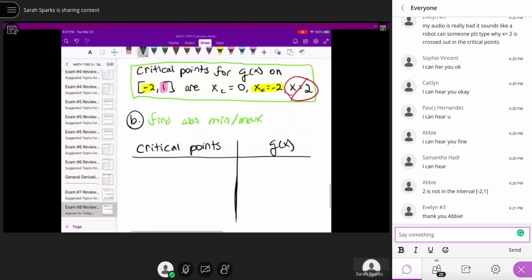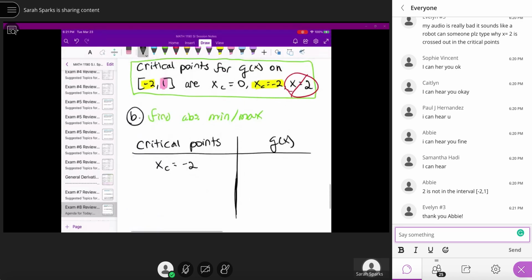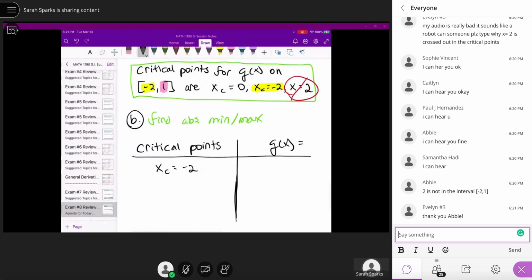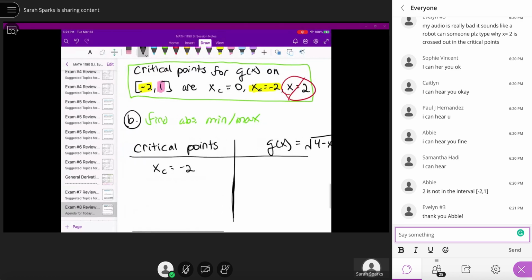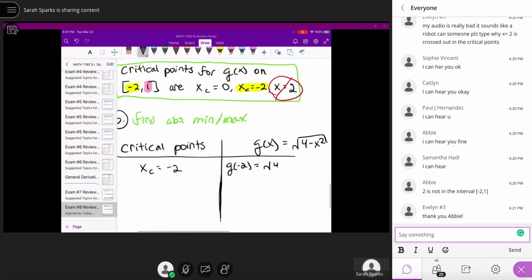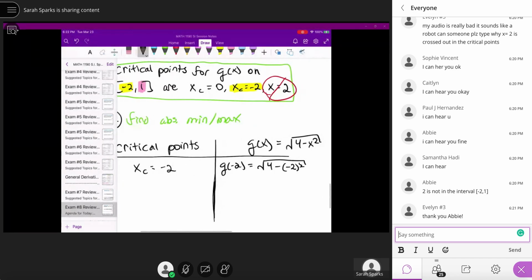So we have xc equals -2. All right, so let's start with that one. We know g of x is equal to √(4 minus x squared). So we're going to plug in -2 for that. g of -2 is going to equal √(4 minus (-2) squared), right? That's just going to equal √(4 minus 4), which is √0, which equals 0. Right? So that's our first one.